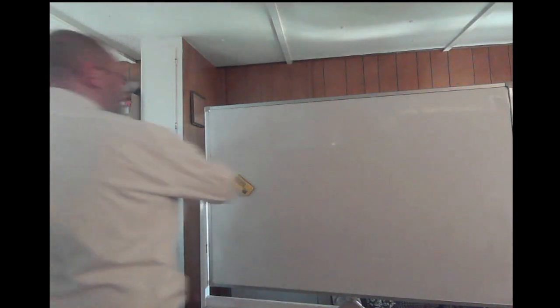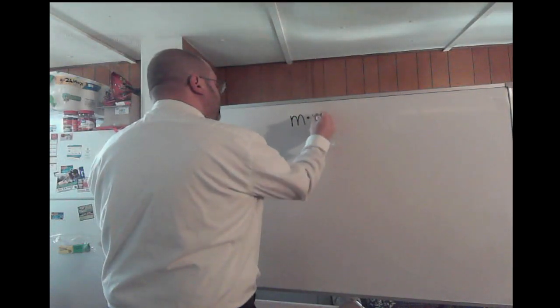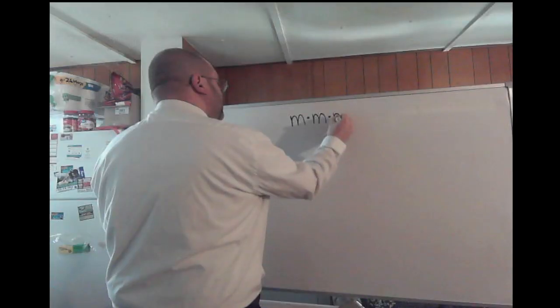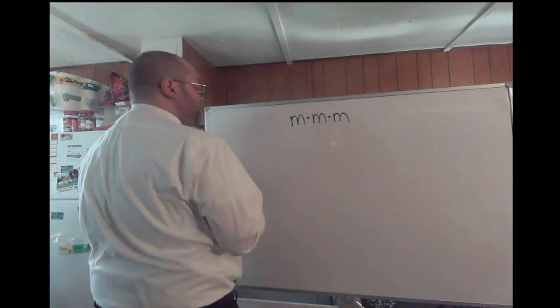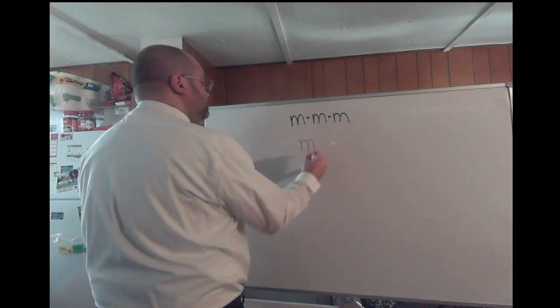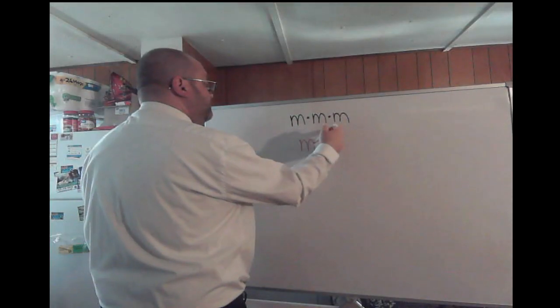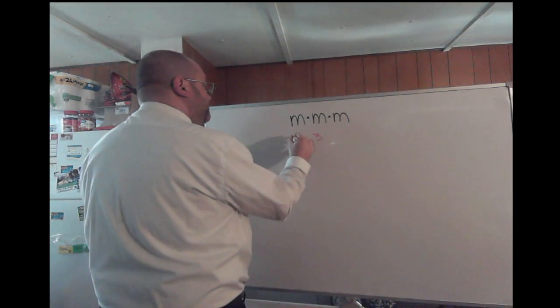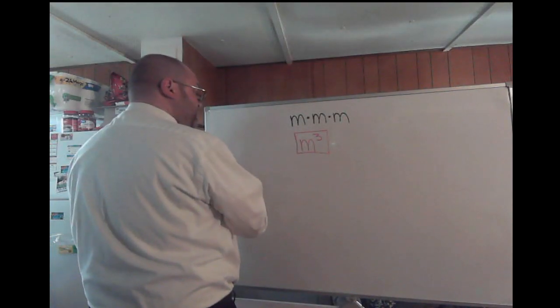Alright, what's the next one? Now we have m times m times m. Well, the base is m. That's what's being multiplied. Now, how many times is it being multiplied? We got 1, 2, 3. So that would be m to the 3rd power because it's being multiplied 3 times.